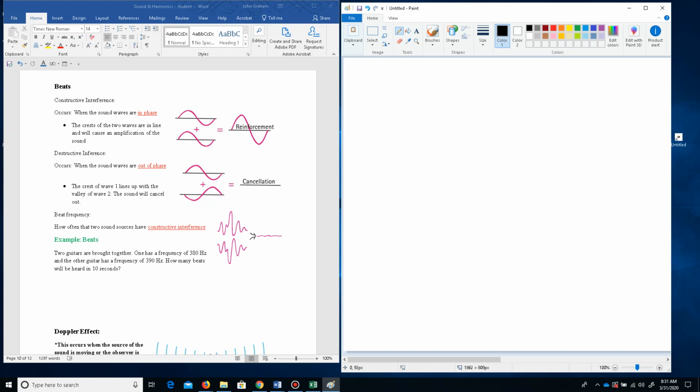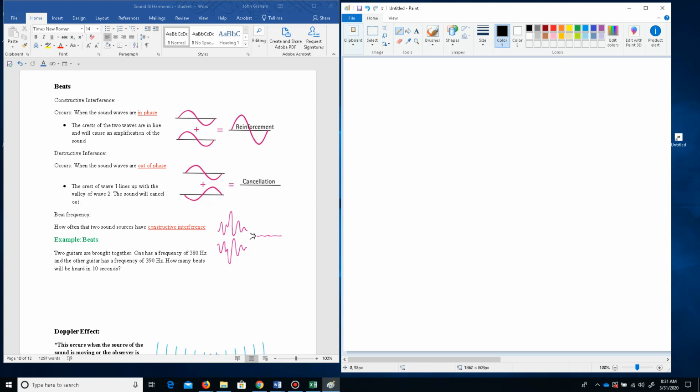What we have is called beat frequencies, and this is how often two sounds have constructive interference. How often do they reinforce each other? So if we have two guitars brought together, one with a frequency of 380 hertz and the other with a frequency of 390 hertz, how many beats will be heard in 10 seconds?